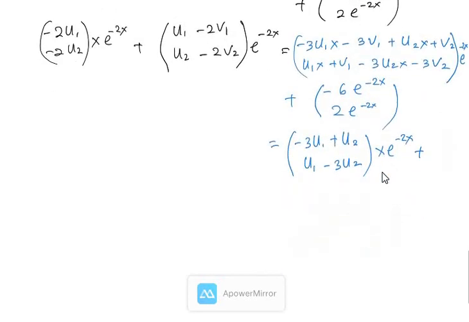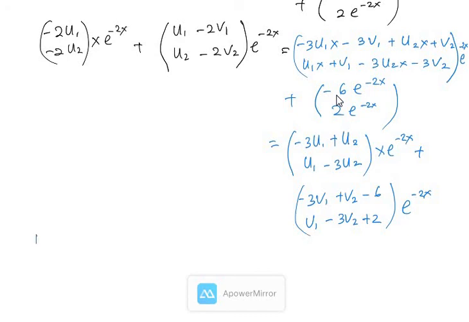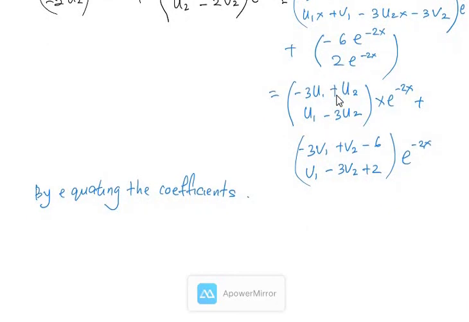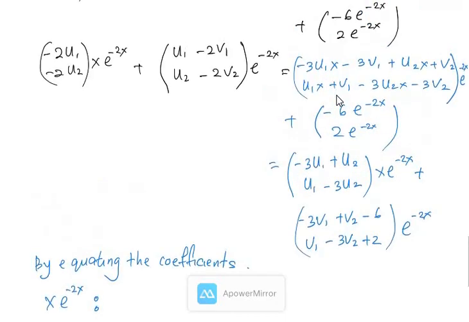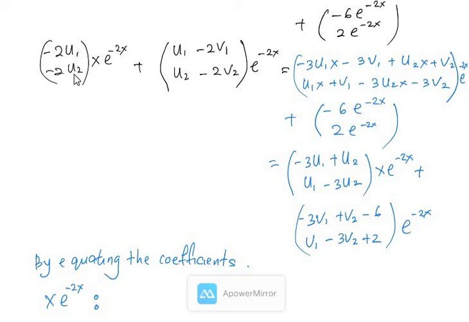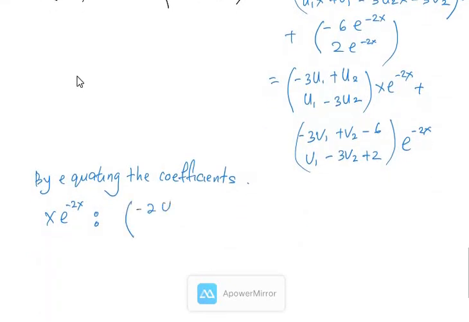And then plus the second category, that is the e to the negative 2x. I have negative 3v1 plus v2 minus 6, and then v1 minus 3v2 plus 2. So this one is for the e to the negative 2x. Okay, then next is equating the coefficients. I compare the coefficient of x e to the negative 2x. What do I get? For the left hand side, I have negative 2u1, negative 2u2. And for the right hand side, I have negative 3u1 plus u2 and u1 minus 3u2.